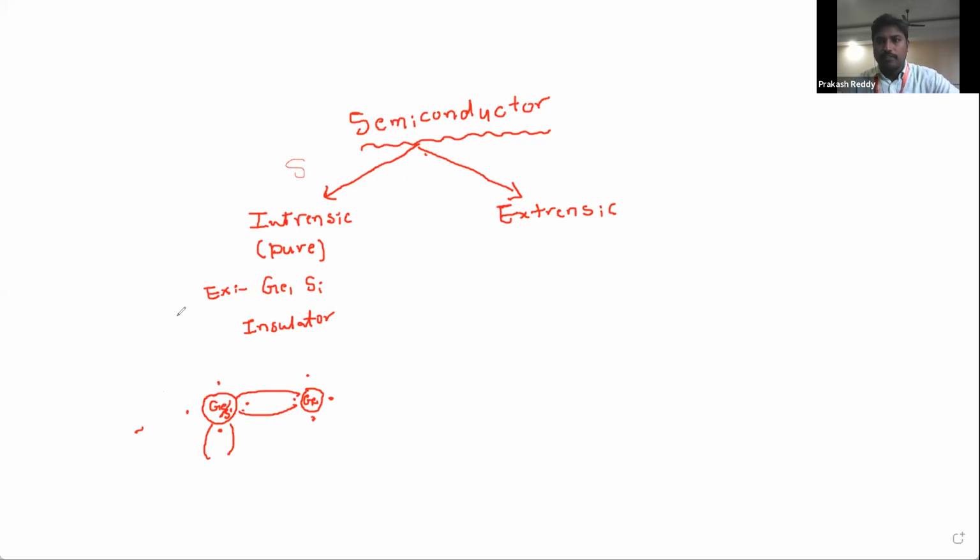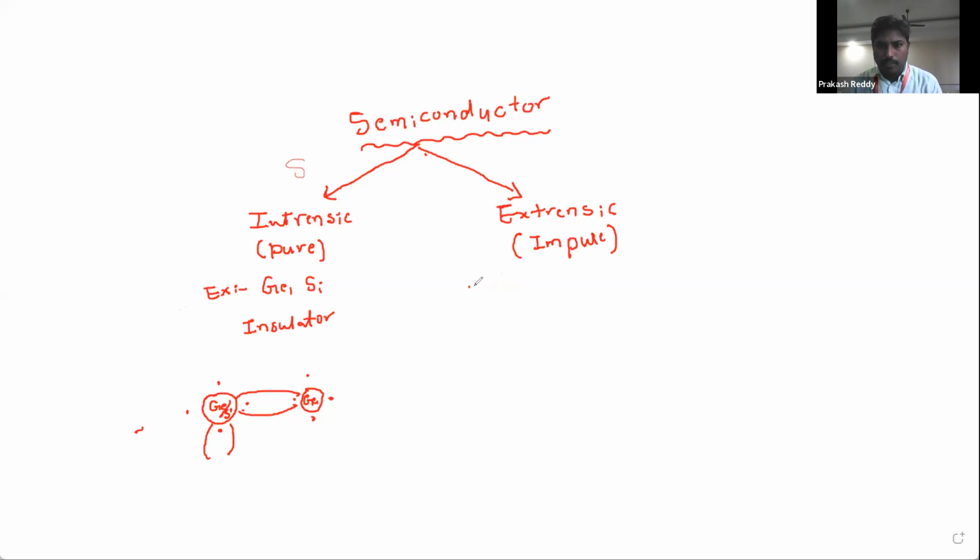To increase the conductivity of the semiconductor, we add dopants to the pure form. When the semiconductor is doped with impurities like third group elements or fifth group elements, they are called extrinsic semiconductors, nothing but the impure form.